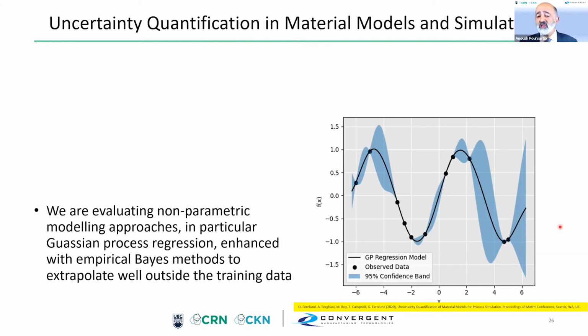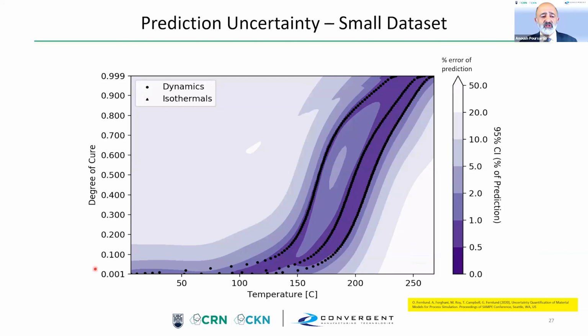But fundamentally, what we have is a situation where if we have data, the confidence is high, and where we don't have data, we have high uncertainty. Let me show you a couple of examples. What I'm plotting here is the degree of cure versus temperature, and I'm showing you three data sets.